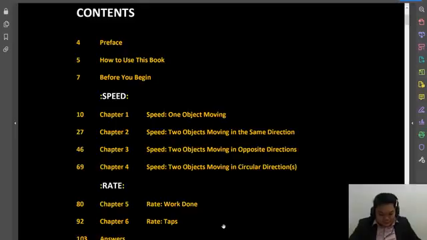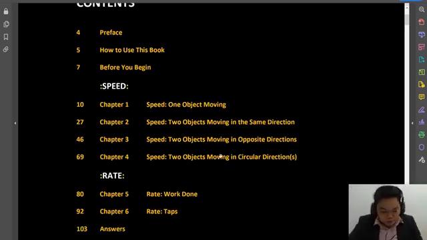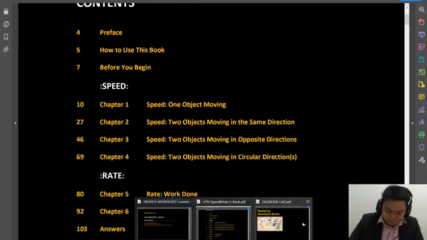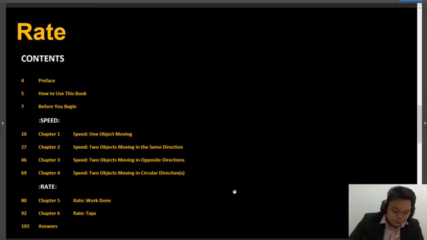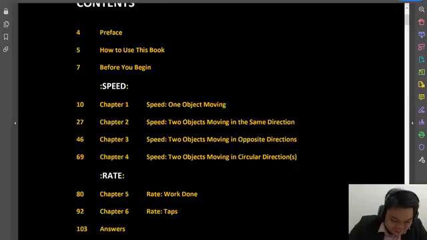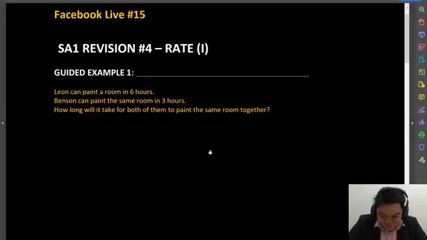So, right, to give you a better view of the contents of this book, this is what is covered in the book. Okay, in particular, we'll be covering rate of work done. Oh, it's over here. Okay. So let's get into it.